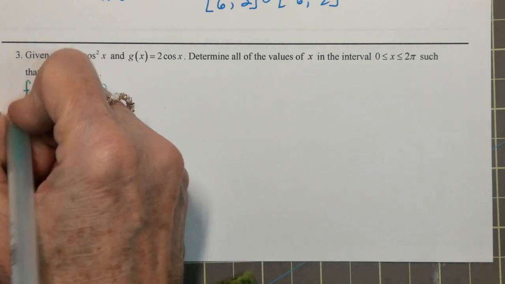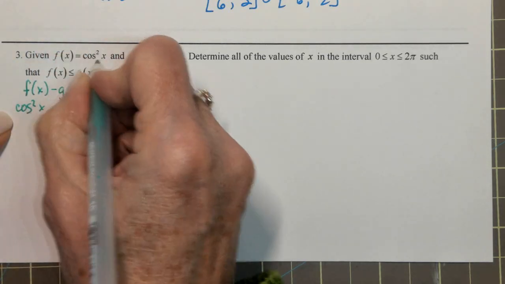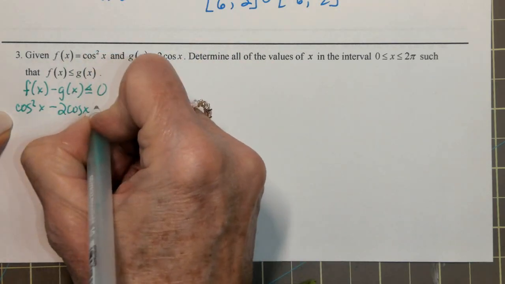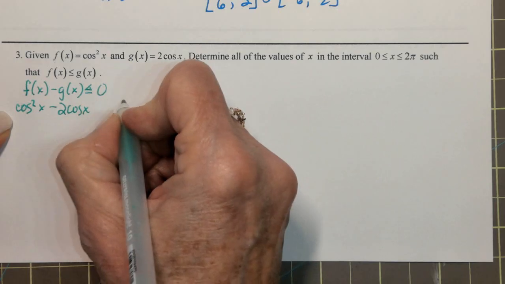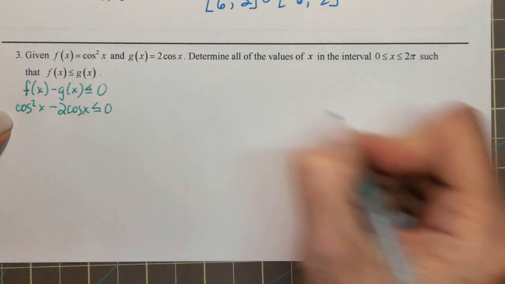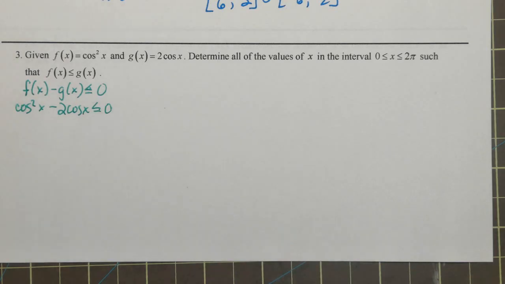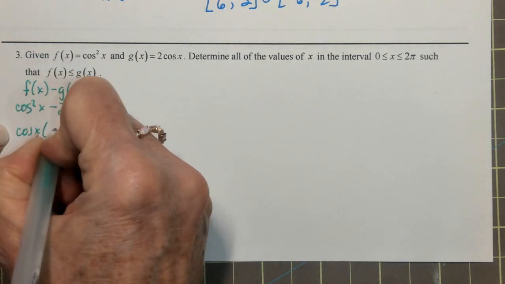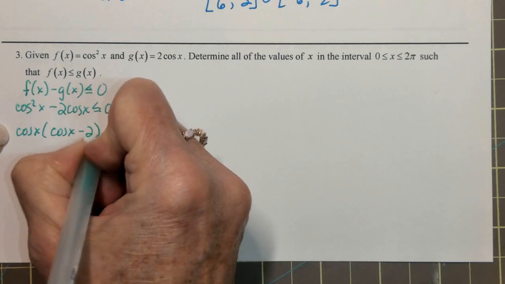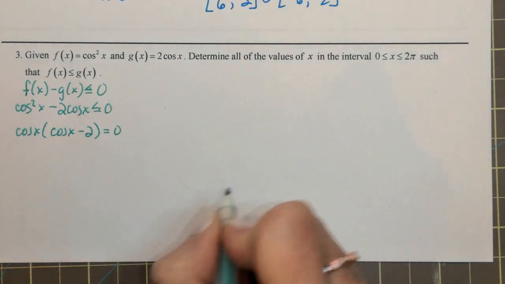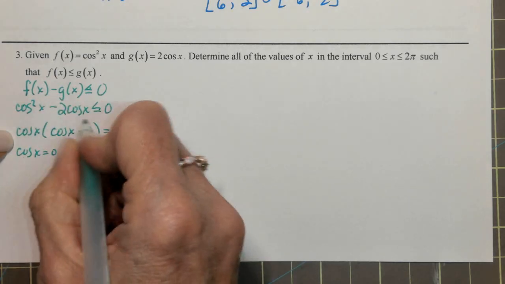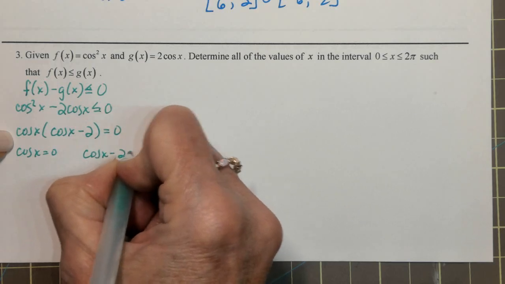Now it becomes cosine squared x, that's f of x, minus 2 cosine x, that's g of x, is less than or equal to 0. So we're going to find where it's equal to 0. We're going to do a sign chart just like we've been doing. So I'm going to take this and factor out a cosine. I'll be left with cosine x minus 2 is equal to 0. I'm finding where it's equal to 0. This gives me cosine x is 0. This gives me cosine x minus 2 is 0.